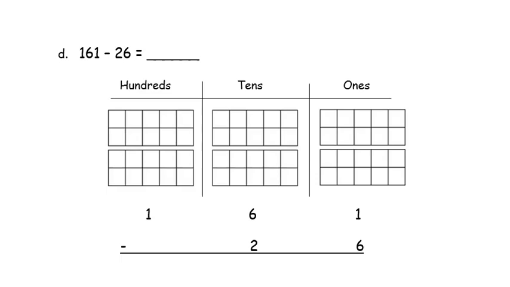Here's another example. This time we have 161, and from it we'll subtract 26. 161 is shown as 100, 6 tens, and 1 one. I need to subtract 26, which means in my ones column I need to subtract 6 ones. I don't have 6 ones right now, so I need to take one of my tens, decompose it into 10 ones, and we will record that step below.